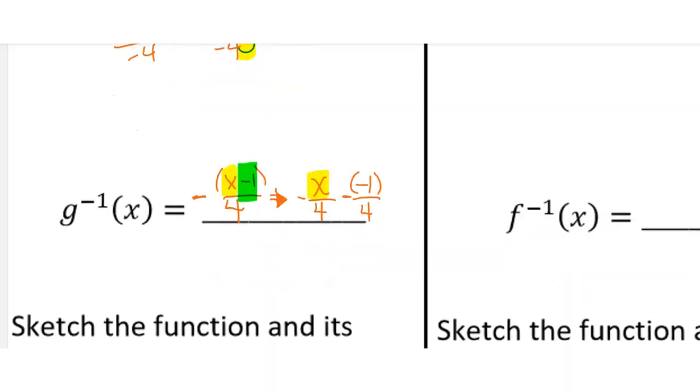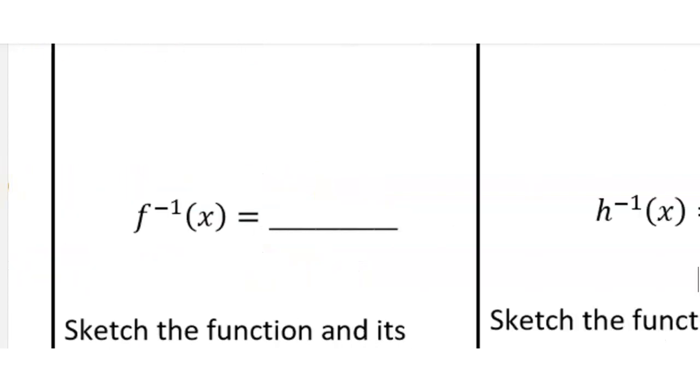And then we simplify. Remember, when there's no number in front of the variable, we have a coefficient of 1. So we've got -1x over 4. Now here we have two negatives. That gives us a positive 1 over 4. We're going to do that to the next function as well.